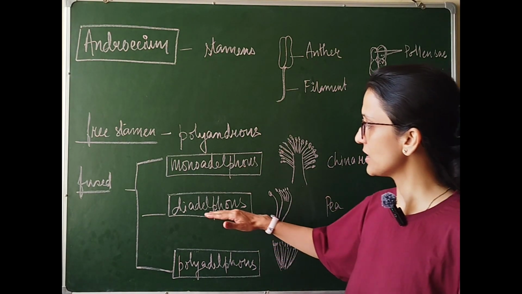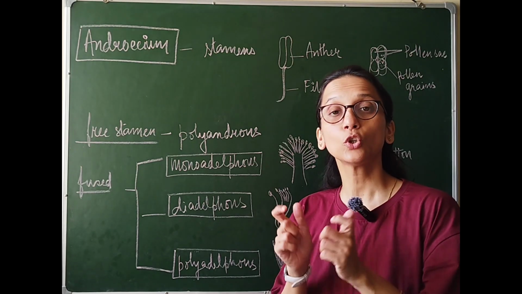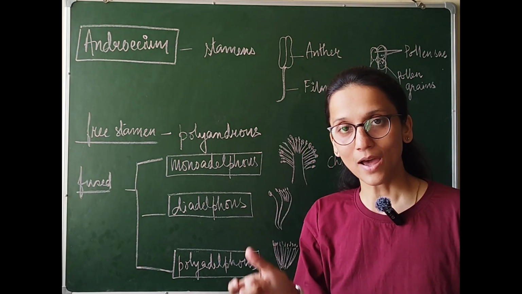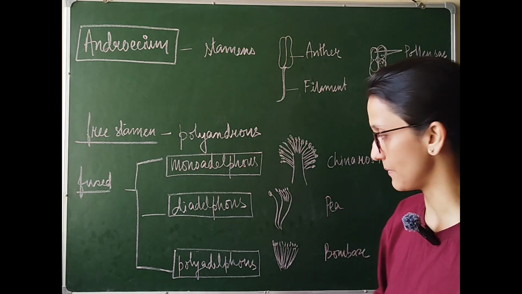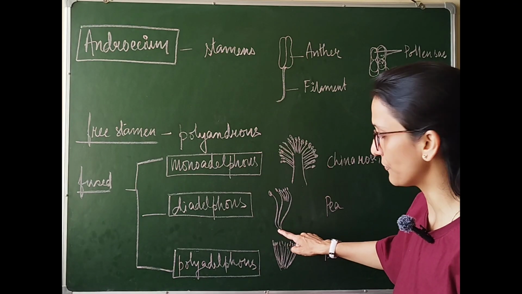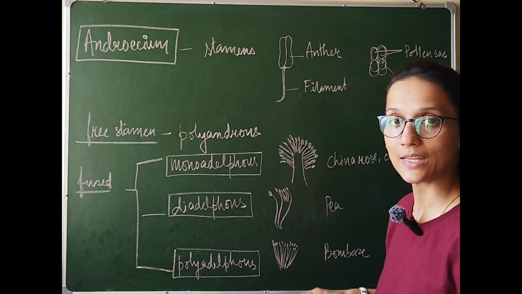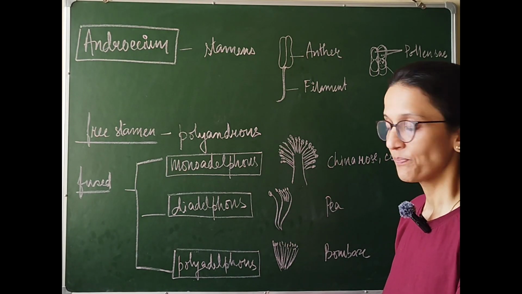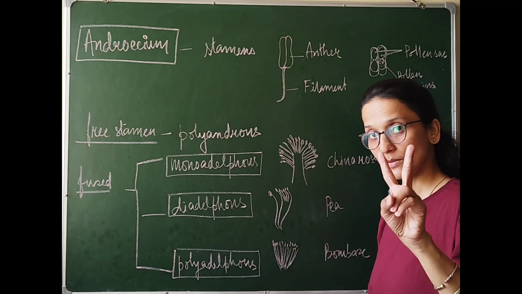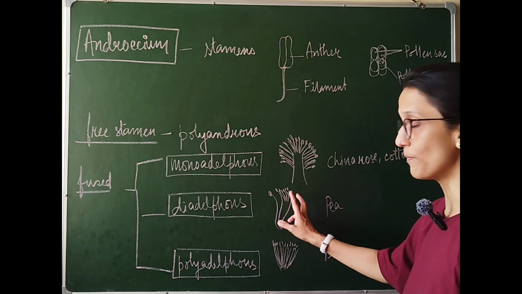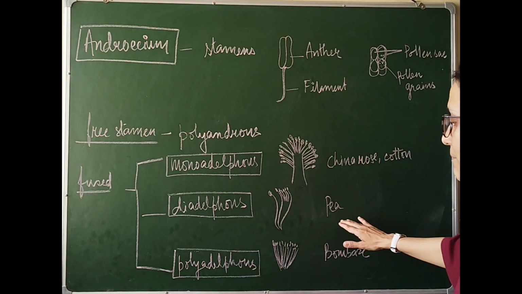The second condition is diadelphous, where there are 2 bundles found, or there is 1 bundle and 1 free stamen. Like in this condition, there is 1 free stamen and the other one is a bundle of many stamen together. This is a diadelphous condition because there are 2 structures, 2 bundles, separate bundles. Example P.